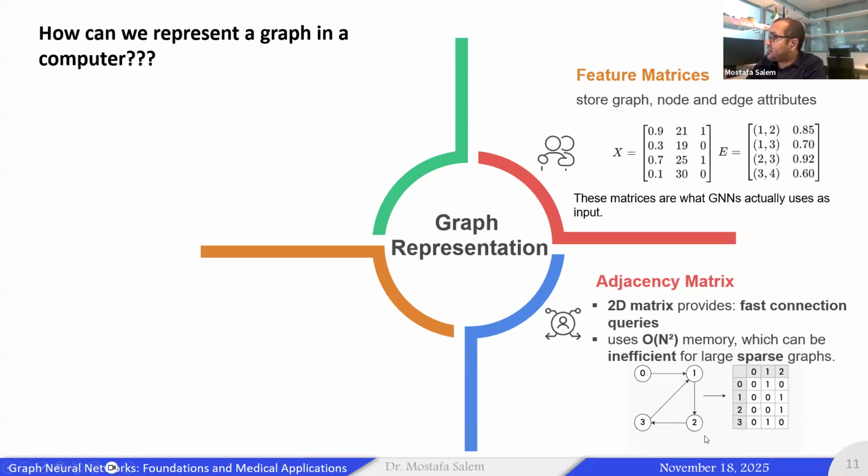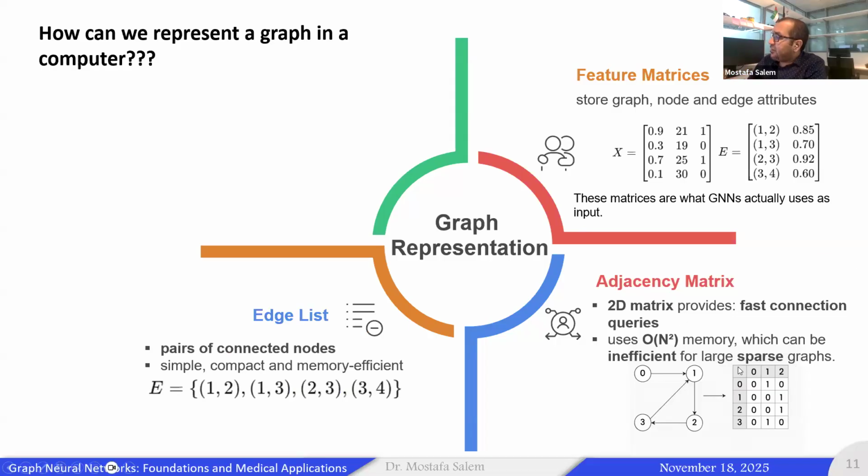So by these 3 matrices, I have a graph. The graph data will be represented in X and E, which are the features of the nodes and edges, and the adjacency matrix, which encodes the connection, the structure between the nodes.